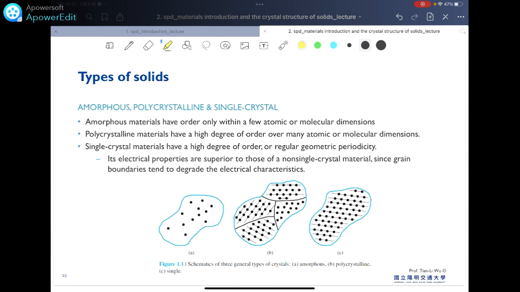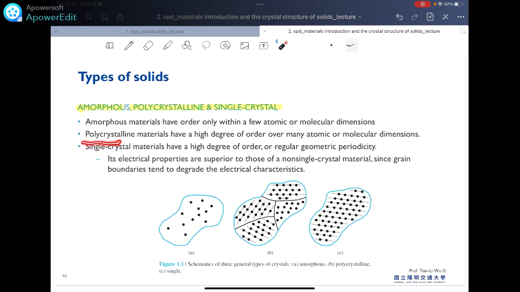So in general, there are three types of solids. The first one is amorphous, the second one is polycrystal, and the third one is single crystal. Amorphous has order only over a few atomic or molecular dimensions. Amorphous is usually the material that we don't want because it has only very limited order in its lattice arrangement.